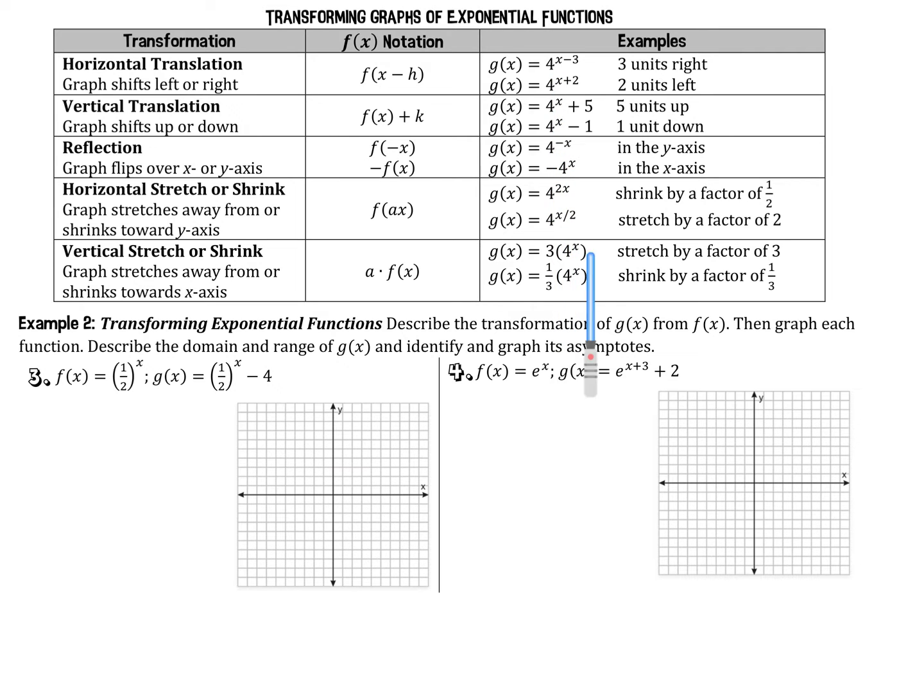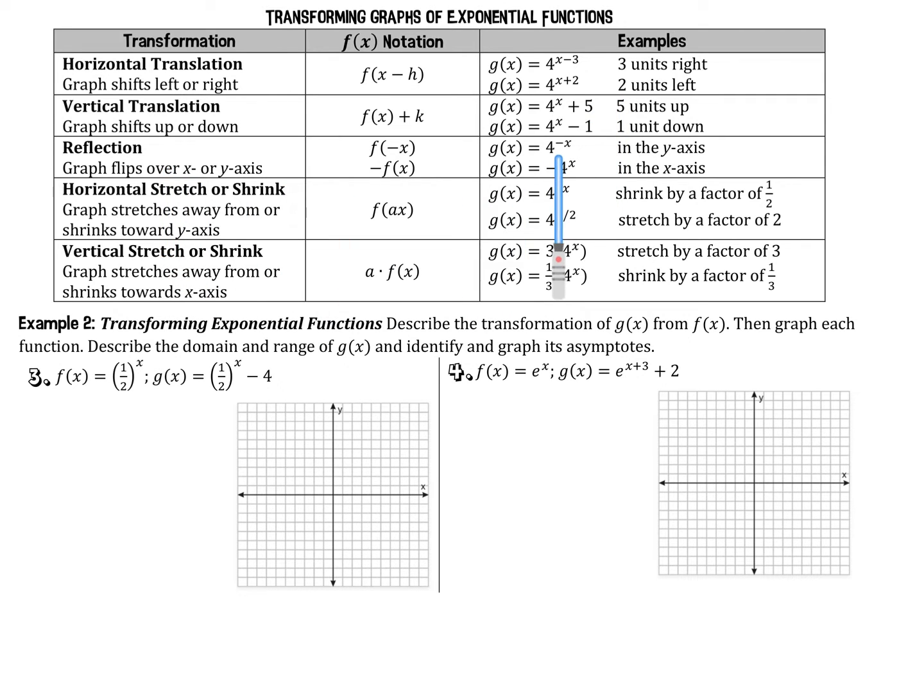All right, so just as I mentioned, and I think for all of these, we chose to use the base 4 just so it's easier to see. Translations left or right are going to be up in the exponent. So -3 would be 3 to the right, +2 would be 2 to the left. Vertical translations are going to be down outside, just as always. Up means plus, minus means down.